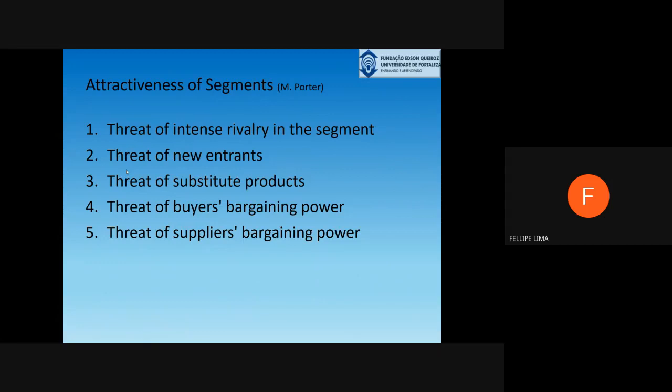Attractiveness of marketing. You have to think about the intense rivalry in the segment. Who are your rivals in your market segmentation? Who are the new entrants, the new rivals? What are the substitute products for your product? How good or how bad is your buyer bargain power or your supplier bargain power?